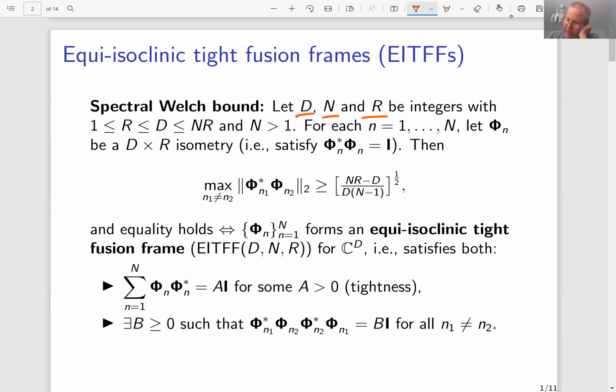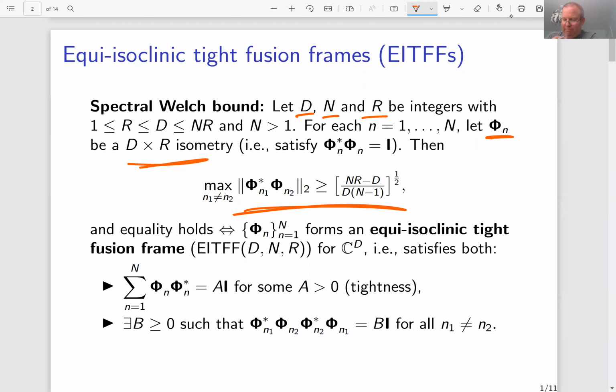What we're going to do is for each one of these subspaces, I'm going to pick an isometry onto that. In other words, I'm going to pick an orthonormal basis for that subspace, and I'm going to stack the vectors of that orthonormal basis as the columns of that matrix. And then there's this bound here. That's actually a generalization of the classical Welch bound. That basically tells you how well you could do. And if you could arrange all these subspaces to be mutually orthogonal to each other, you could drive the left-hand side all the way down to zero.